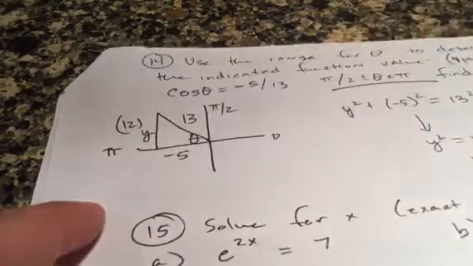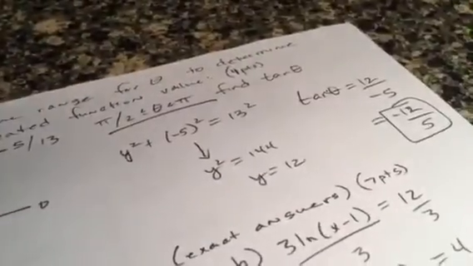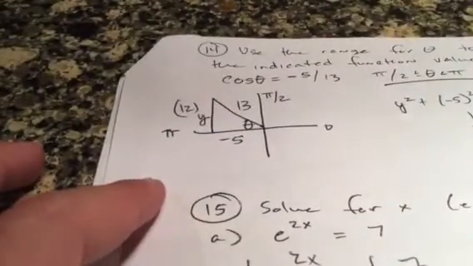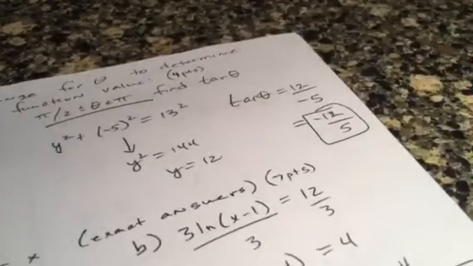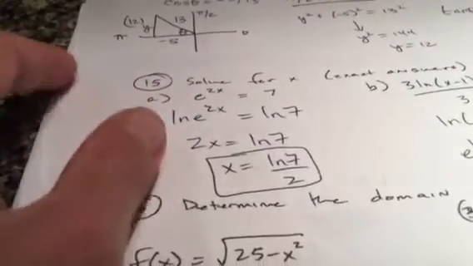This is a 5, 12, 13 triangle. If you don't know that, do the Pythagorean theorem. So then tangent would be opposite over adjacent. That's how we get 12 over negative 5, which is negative 12 over 5. You can pause this whenever you need to. We didn't do 15 in class, guys.